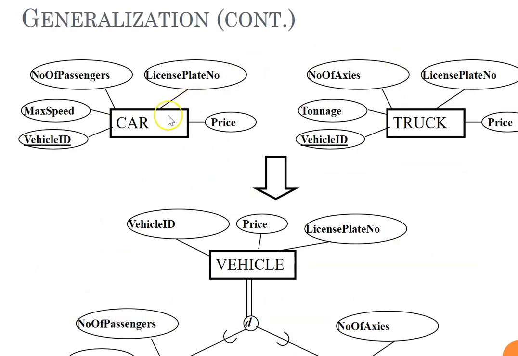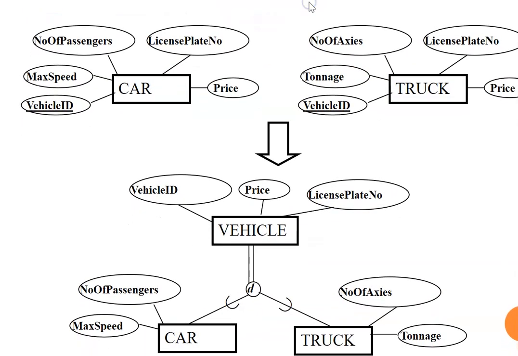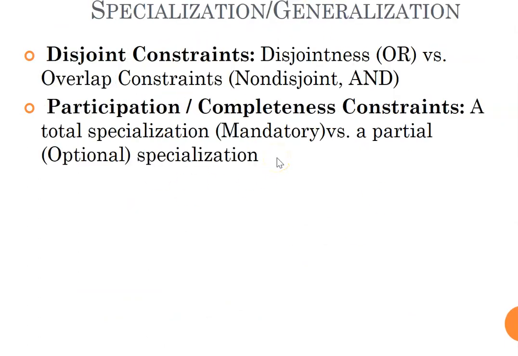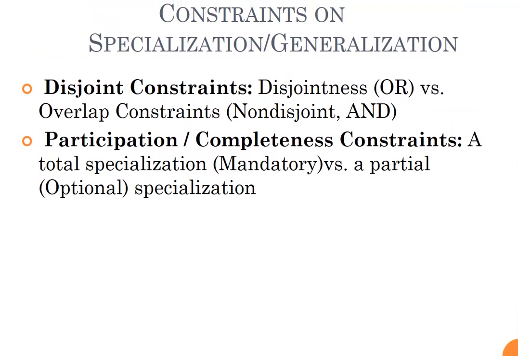I can say car and truck are specializations of vehicle, and vehicle is a generalization of car and truck. So this is what this means. They are used interchangeably, and they shouldn't really pose a lot of confusion, because at the end of the day, what you have is a diagram. One will not know whether it is a product of specialization or generalization. All we need to know is that it represents those aspects.